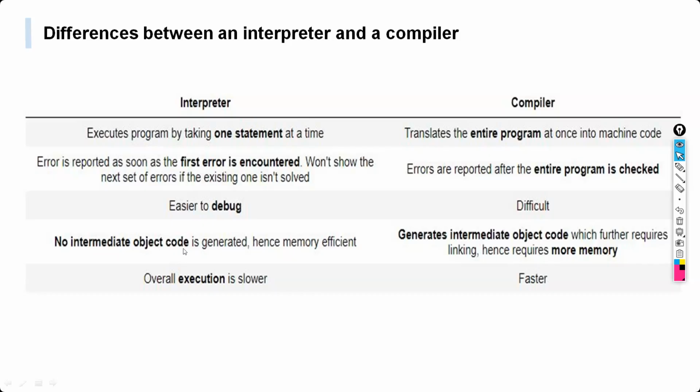And in between, no intermediate object is formed. So it is going to be memory efficient. Memory efficient means RAM. Memory means RAM.